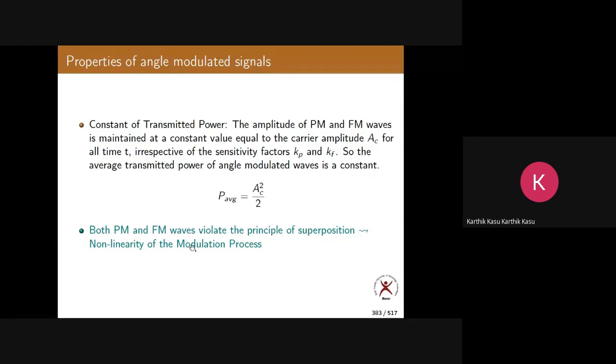Now I told you yesterday that they violate the principle of superposition. Why do they violate it? Because m of t is inside the cos argument. The input is inside the cos argument, cos theta. That's why they violate the principle of superposition, or the principle of additivity. So they are called non-linear modulation schemes. AM is called a linear modulation scheme, whereas FM and PM come under non-linear modulation schemes because they violate some properties of linearity.